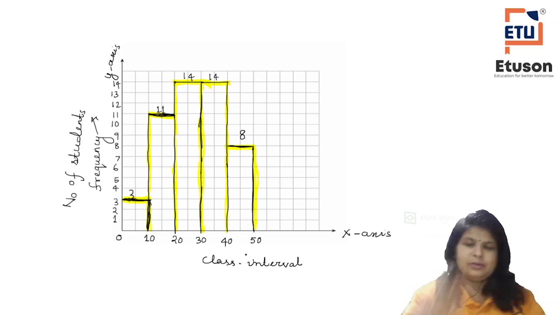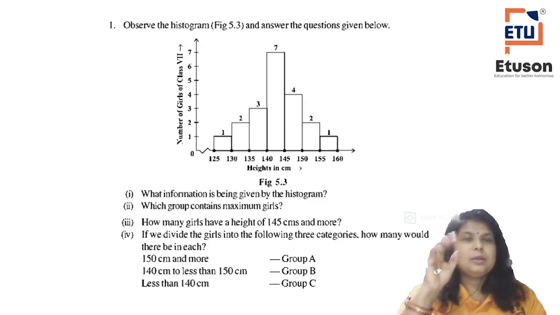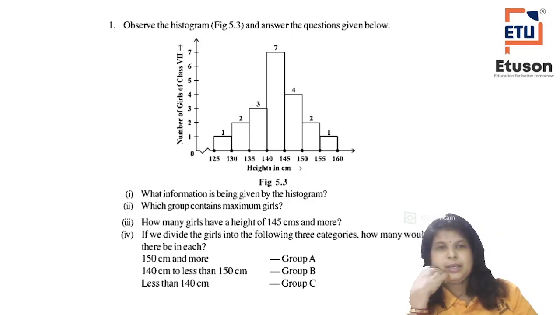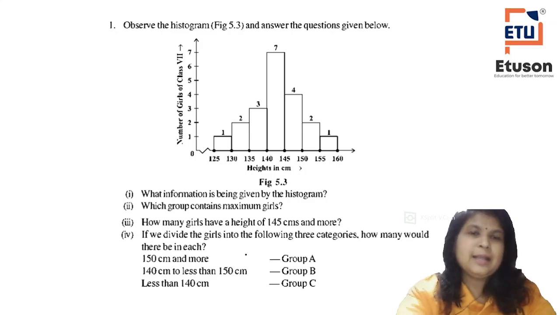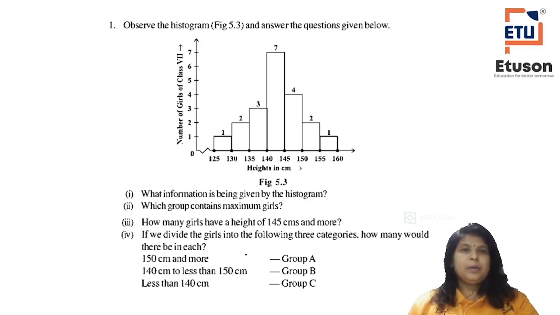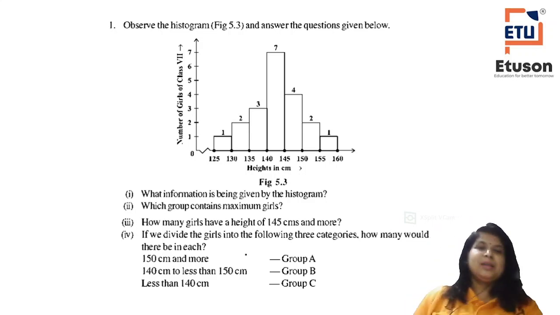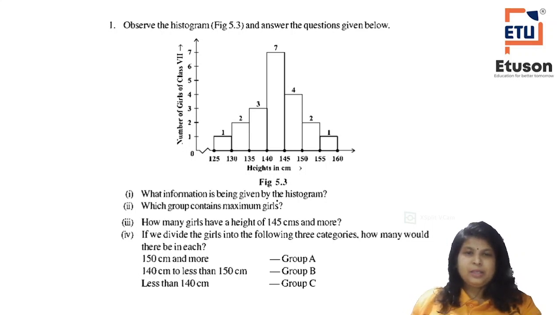Correct or not? Okay, so now here already one histogram is there, and you have to answer the following questions. By observing the histogram, figure 5.3, because it is a question from your NCERT book, figure number 5.3. You can just check in your book also. What information is being given by the histogram? By observing this histogram, what information will you get from it?